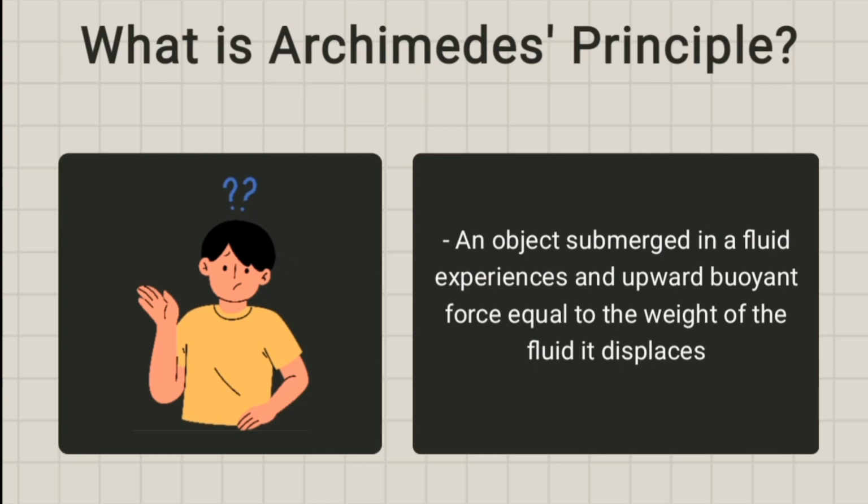So, what is Archimedes' principle? It says an object submerged in a fluid experiences an upward buoyant force equal to the weight of the fluid it displaces. That means when an object goes into water, it pushes some water away, and the water pushes back with an equal force. This is why some objects float while others sink.